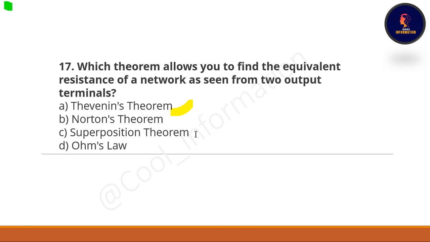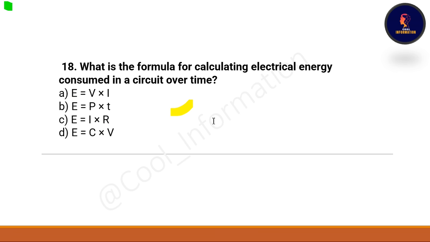Next question. Which theorem allows you to find the equivalent resistance of a network as seen from two output terminals? Option A, Thevenin's theorem. Option B, Norton's theorem. Option C, superposition theorem. And the last option is Ohm's law. And the correct option is Thevenin's theorem.